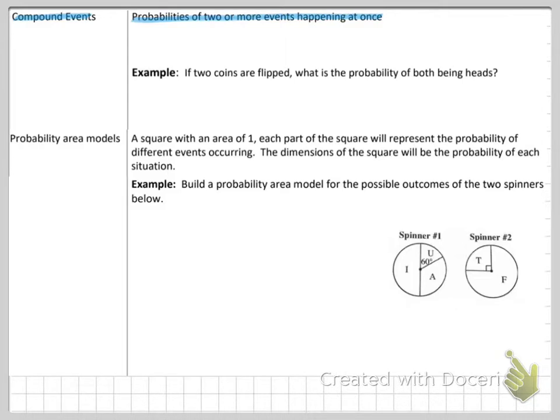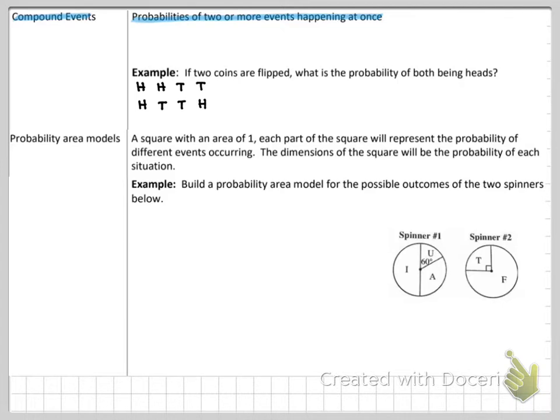For example, let's say two coins are flipped. What's the probability of both being heads? I would probably list out my coins again and see what happens. My first coin is a head and my second coin is a head. First coin's a head, second coin's a tail. Let's reverse them: tail, head, or tail, tail. I think that's all the possibilities if we only have two coins this time. Remember, the previous question a little while ago was three coins. It's the probability of both being heads.